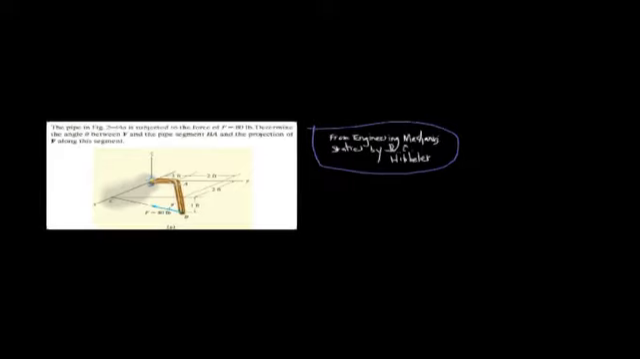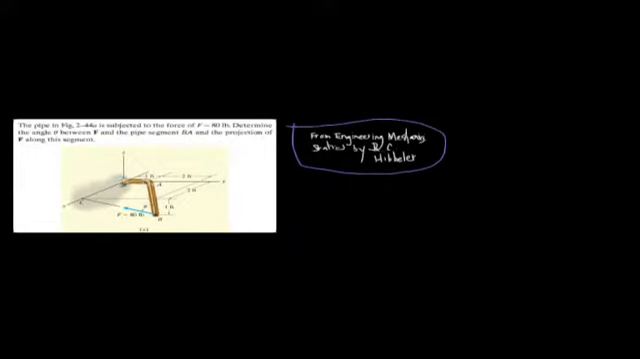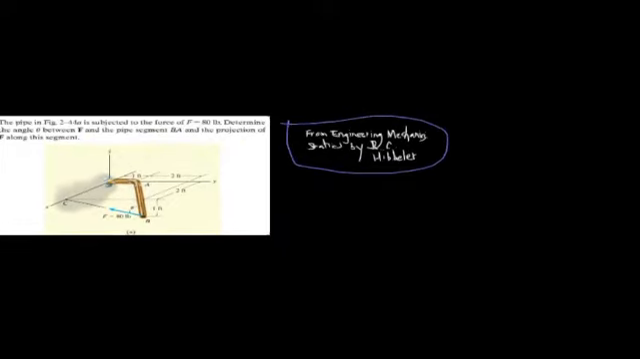Example number 2. The pipe in figure 244a is subjected to the force of F equals 80 pounds. Determine the angle theta between F and the pipe segment BA and the projection of the vector F along the segment. Okay, let's get some room. I guess this room should be enough.